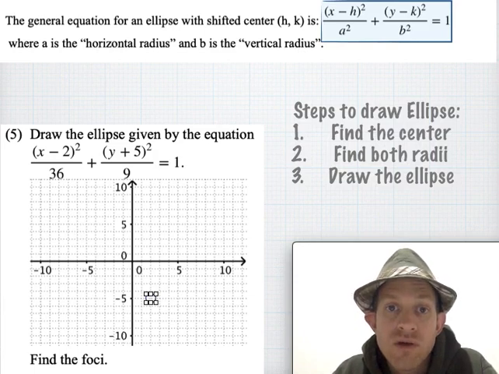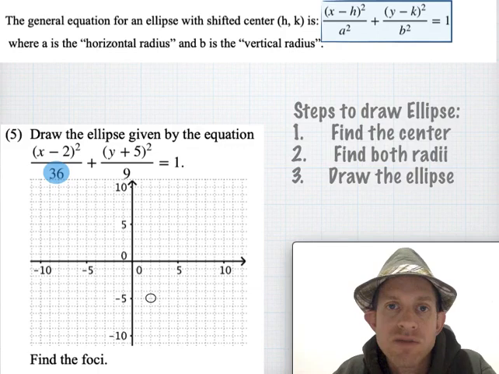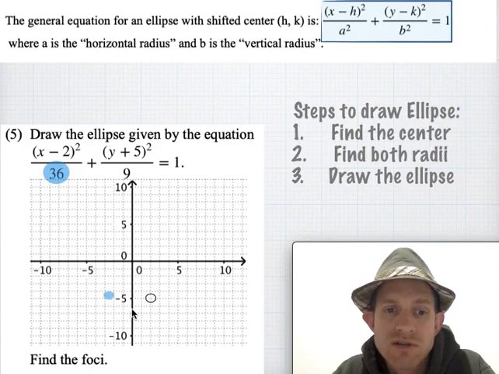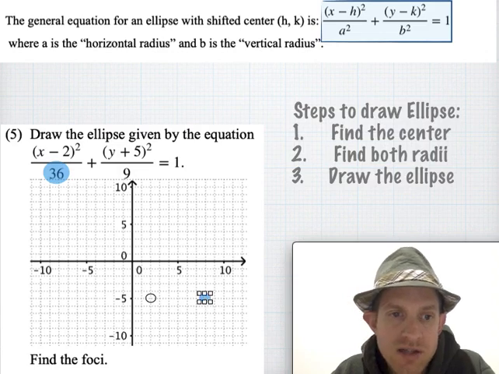Now let's figure out what the horizontal and vertical radii are. And so to do that, I'm going to look at this part. This is a squared. And so if 36 is a squared, that means a is 6. And so we need to horizontally go out 6 from our center. And so here's 1, 2, 3, 4. Let's see, that puts us at 8, right? 2 plus 6 is 8. And if we go in the other direction, 2 minus 6 would put us over here at negative 4.